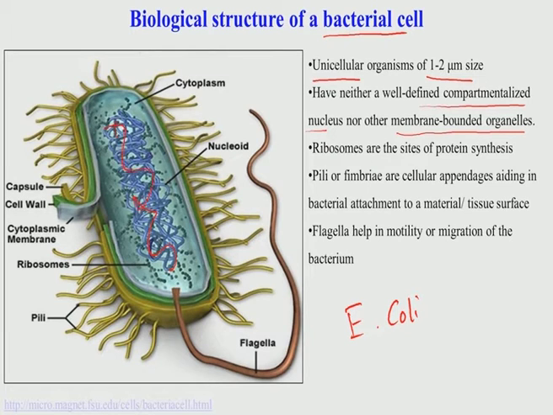As a result, you can see all through the cytoplasm or cytosol, the DNA is dispersed, and the ribosomes, just like eukaryotic cells, are also present in the bacterial cell, and this is the site for protein synthesis.